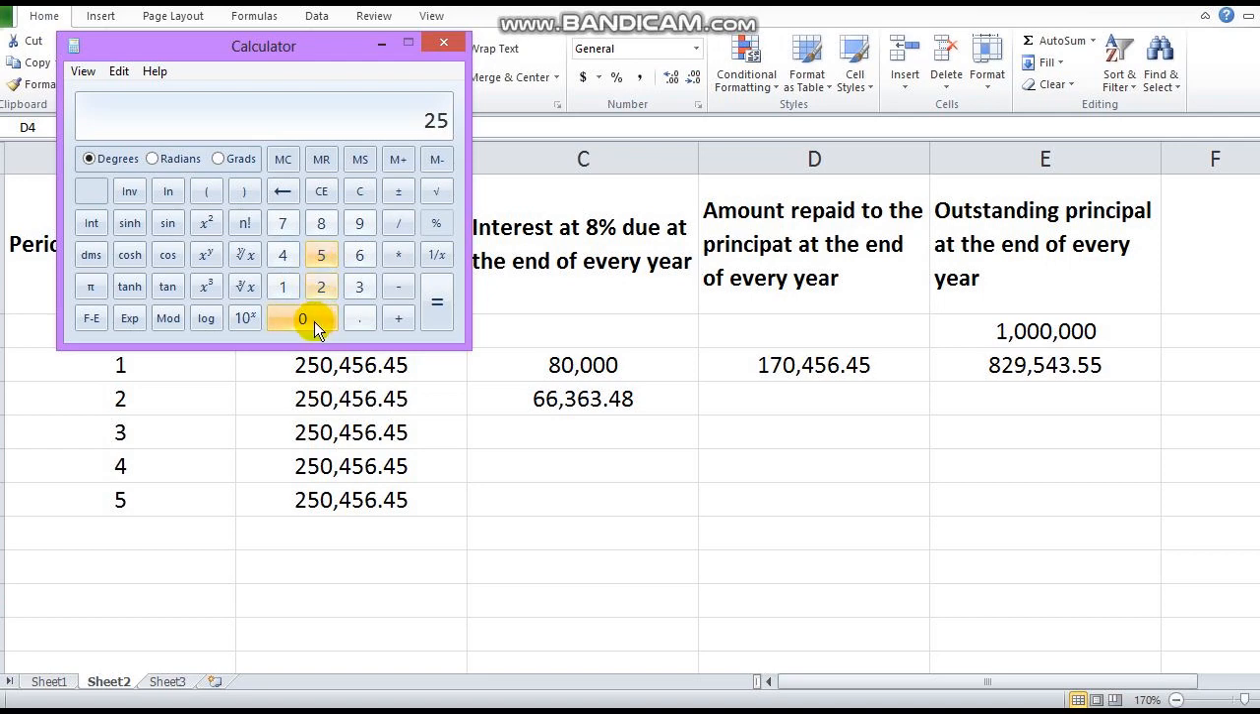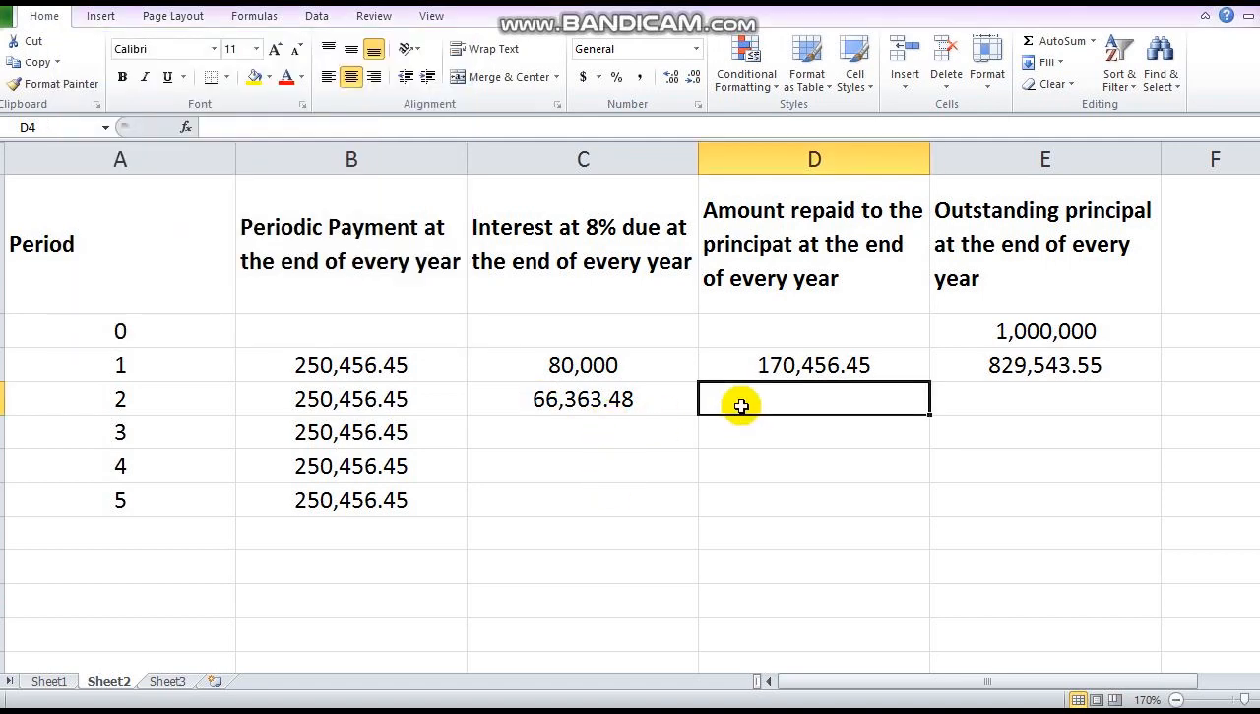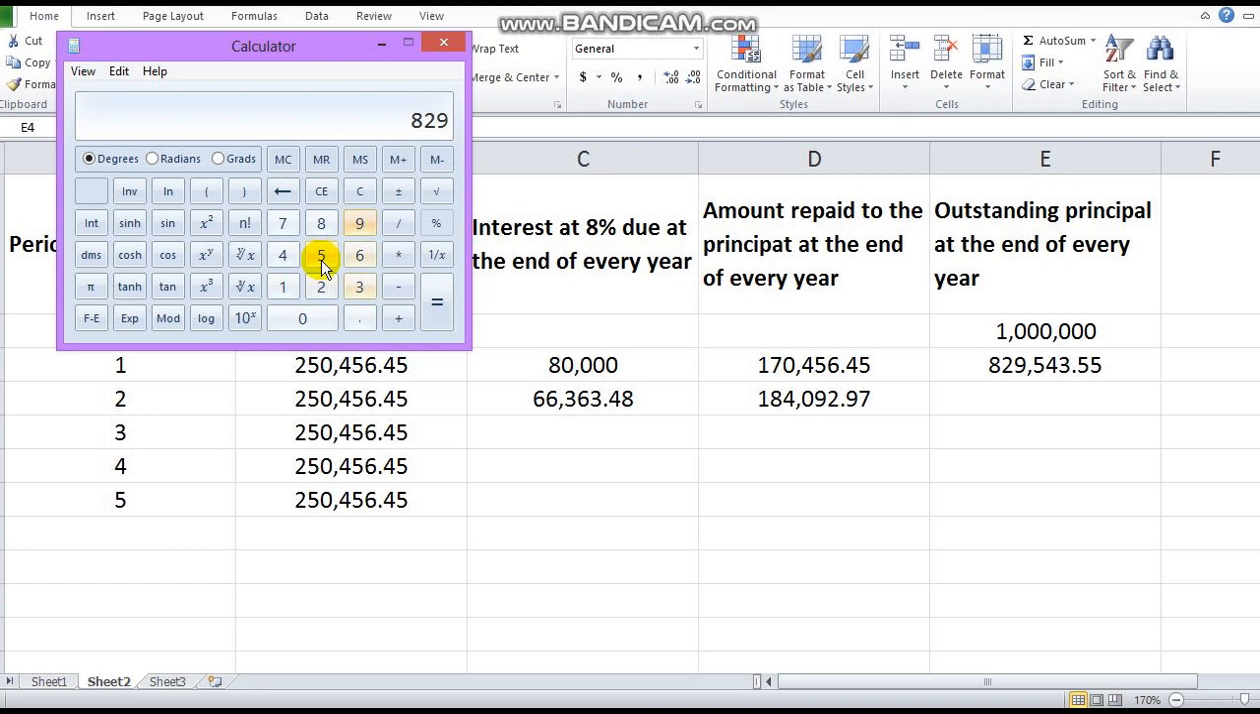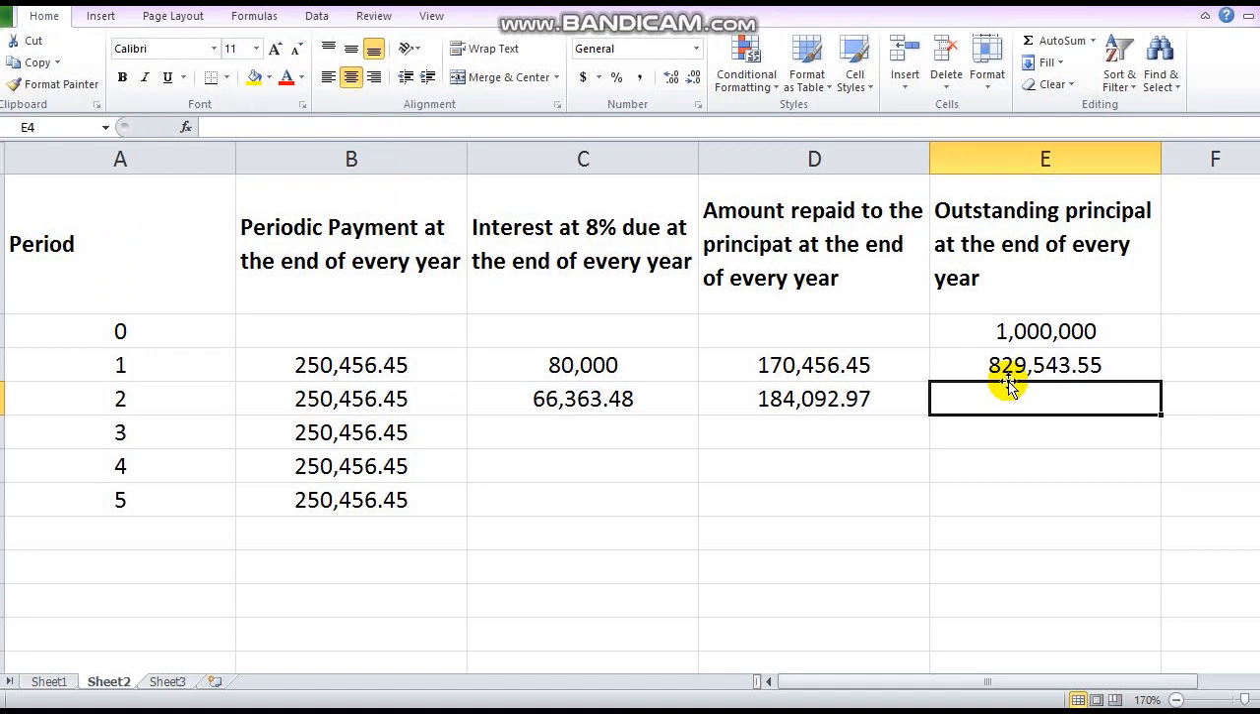So we're going to subtract 250,456.45 minus 66,363.48. The answer would be 184,092.97. And the balance would be, let's subtract 829,543.55 minus 184,092.97. So the balance would be 645,450.58.